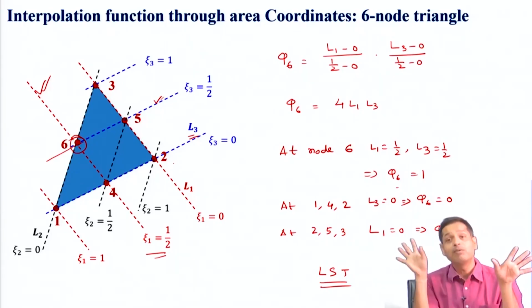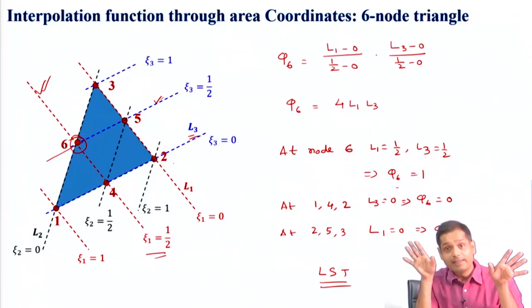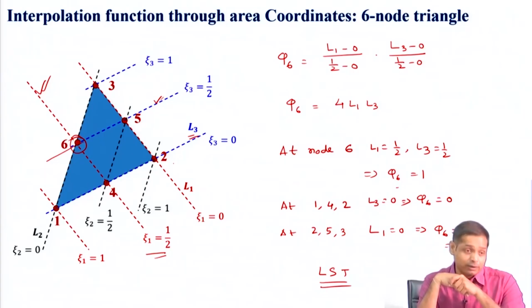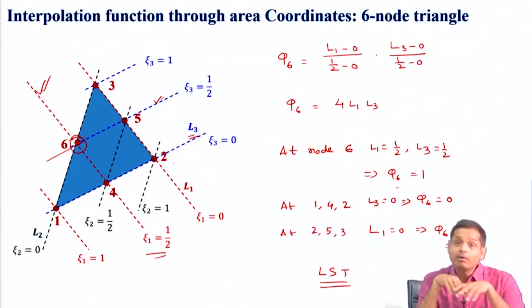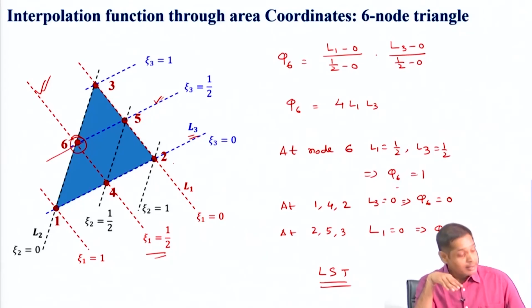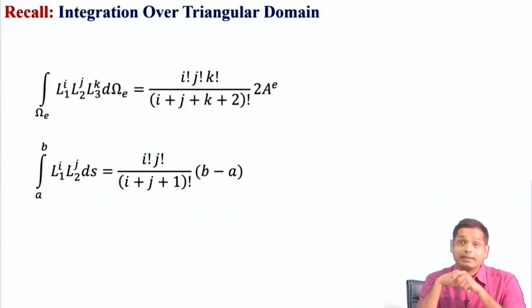Now the question is, we know how to integrate a function of x and y over a domain. We have discussed the Gauss quadrature technique, numerical integration. But now all the terms inside the integral are in terms of L1, L2, L3. If they are monomial terms, then these terms can be integrated in an exact sense. And this is the expression.